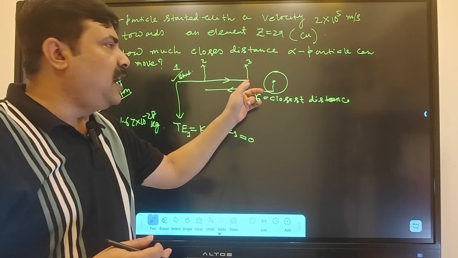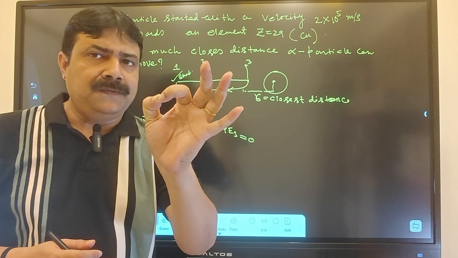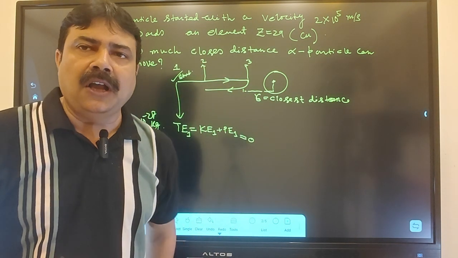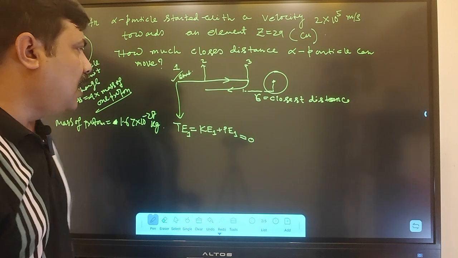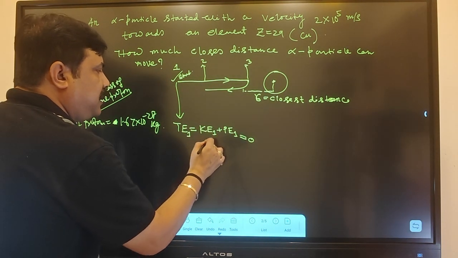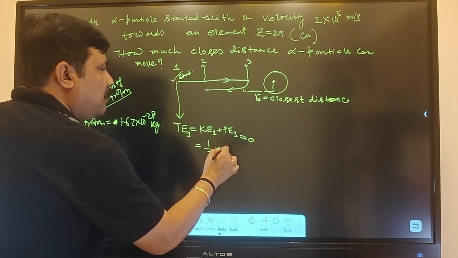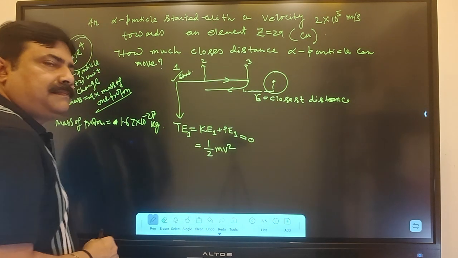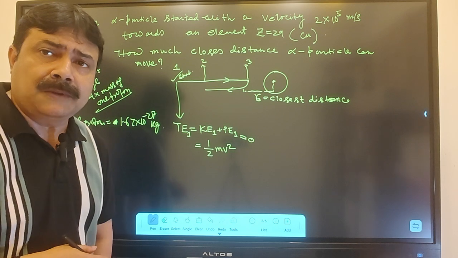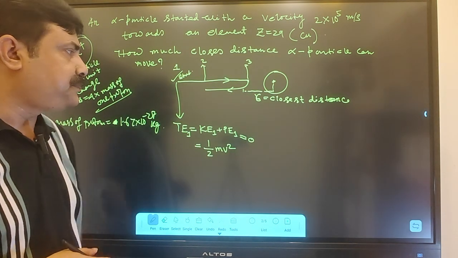And at this point it will reach, for a fraction of a second it will stop over there, and then it will start coming in the opposite direction. So now here potential energy is 0, then kinetic energy 1 will be equal to half into mass into velocity square. Everybody knows kinetic energy equals half into mass of the particle into velocity square.